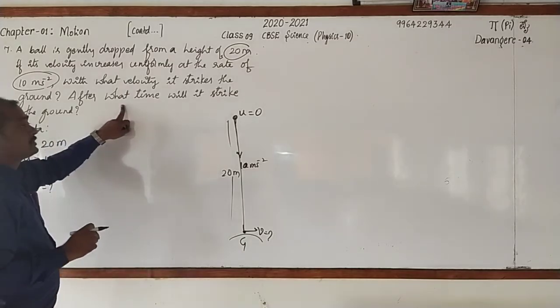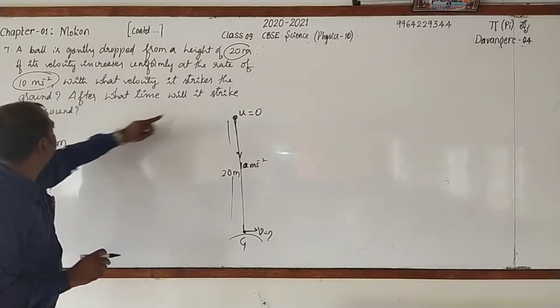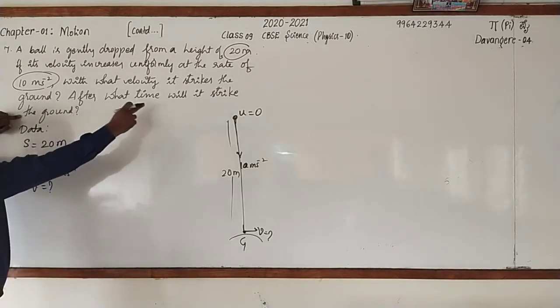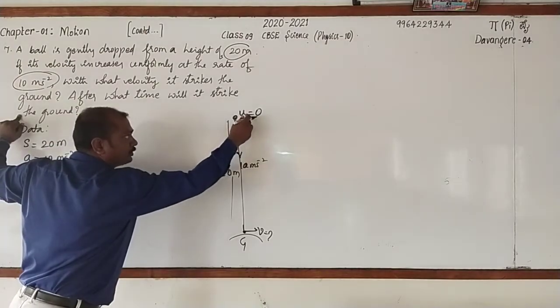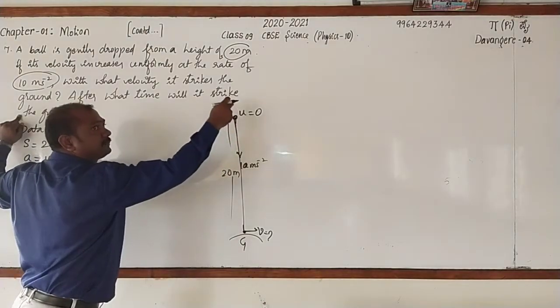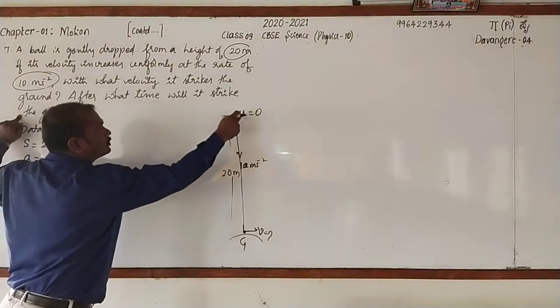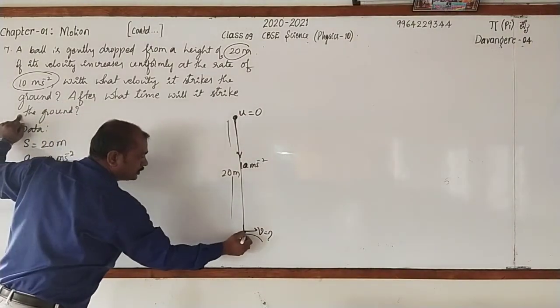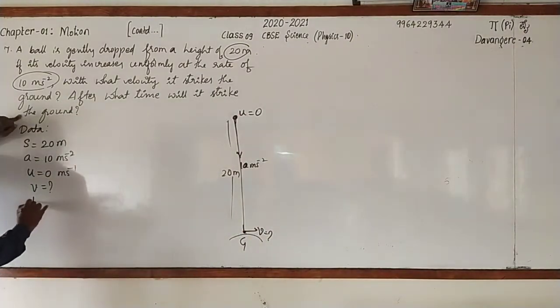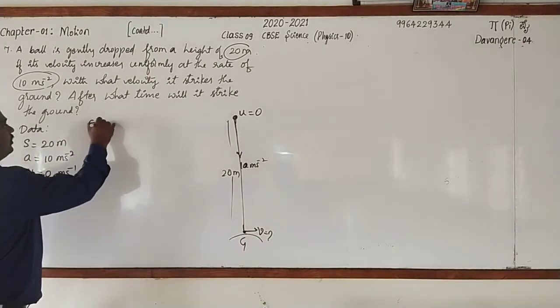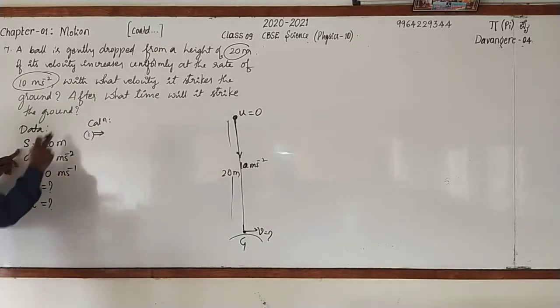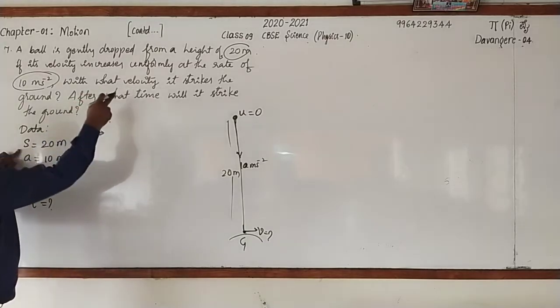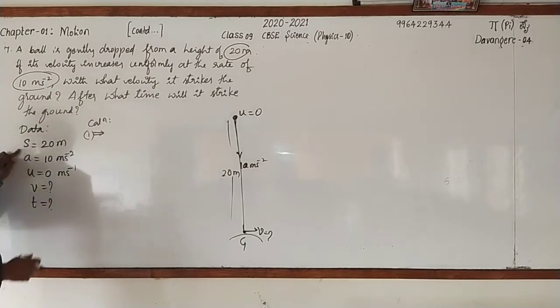Next, second sub question: after what time will it strike the ground? That means you have to find out the time taken by the ball to move from this point to the ground. You are going to find out t. Let's go for answering one by one. For the first one, you are going to find out what velocity it strikes the ground with.